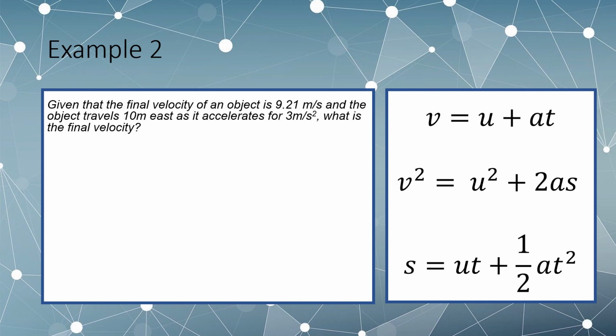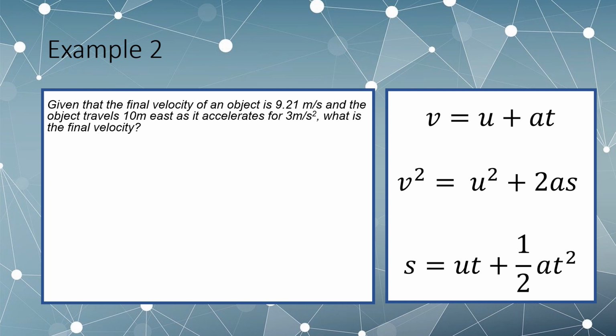Looking at another example now, we have, given that the final velocity of an object is 9.21 meters per second, and the object travels 10 meters east as it accelerates for 3 meters per second squared, what is the final velocity? Okay, once again, it's best if you just write out the stuff you know, and then look for the equation that fits.